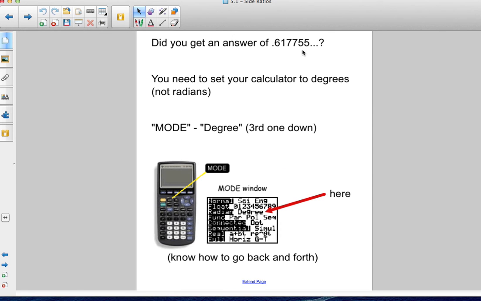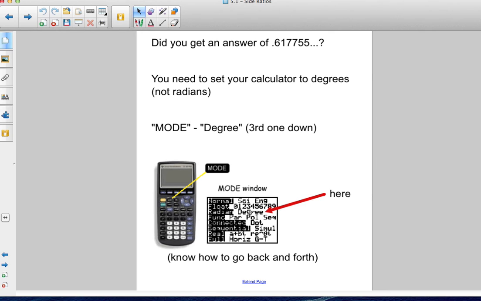If you didn't have that, you might have gotten an answer like 0.617755. So if you got that, raise your hand. Nah, I'm just kidding. You don't really need to raise your hand. But if you did get that, what you need to do is set your calculator to degrees and not radians. So you hit the mode button right there. I got an arrow drawn right to it. The third one down is going to say radians for you if you had this answer.